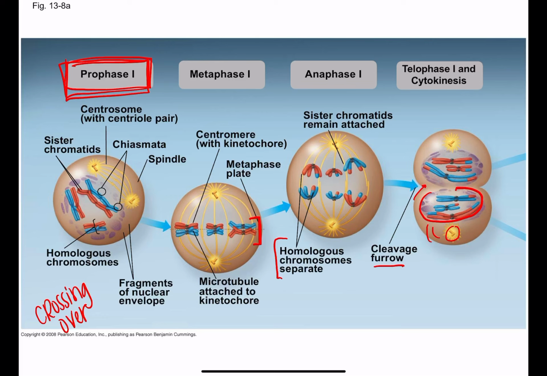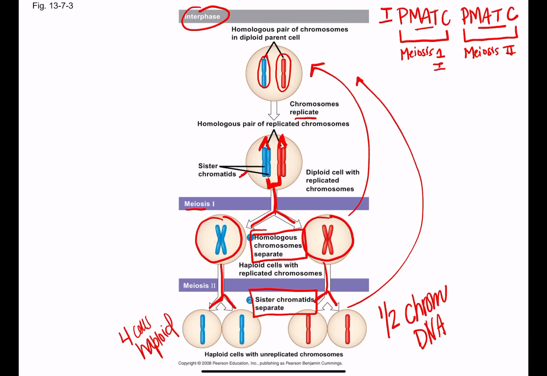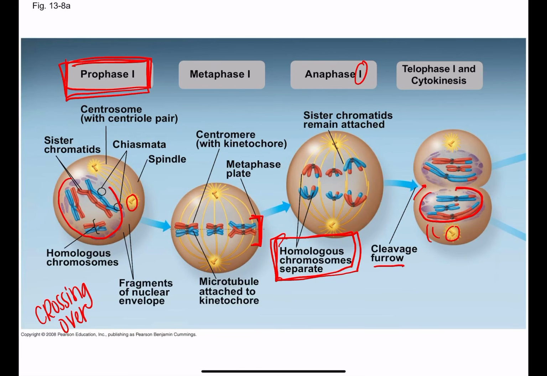But otherwise, you see everything that's the same. The nucleus starts to break down. The spindle fibers start to form. All of those things happen. Metaphase plate here. In anaphase 1, the homologous chromosomes separate. I'm drawing boxes around that both here and over here because that's important. Meiosis 1 is the separation of the homologous chromosomes. We're separating the moms, the red guys, from the dads, the blue guys.